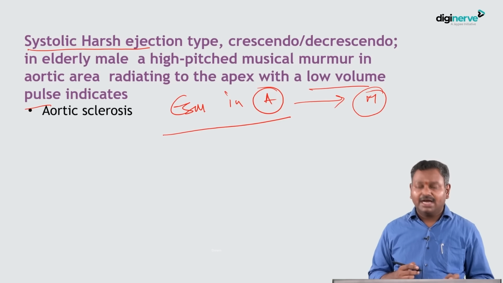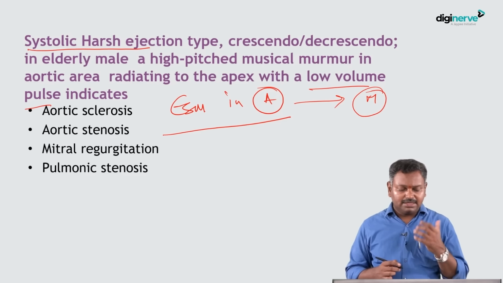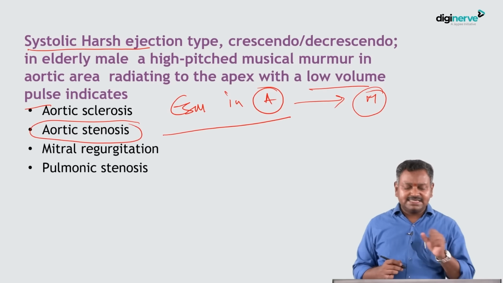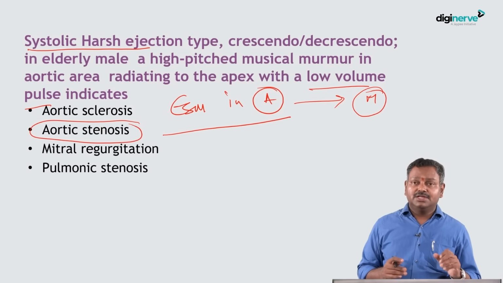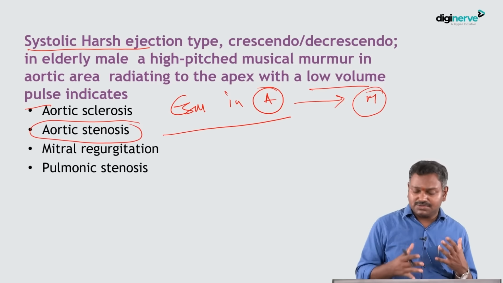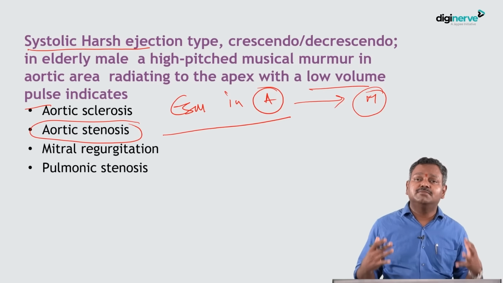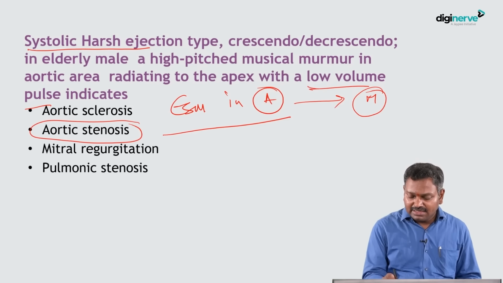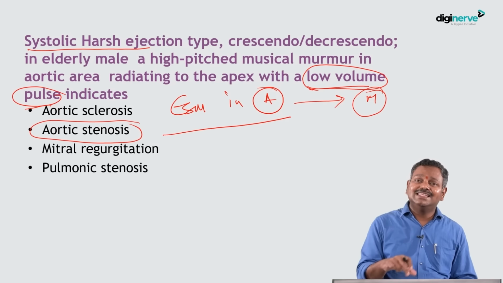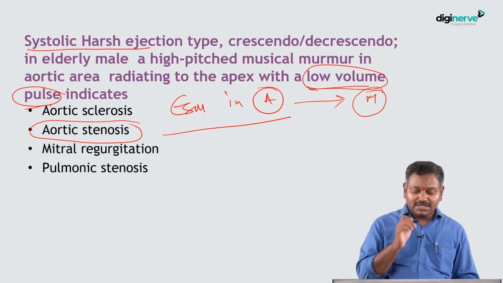Let's look at the options: aortic sclerosis, aortic stenosis, mitral regurgitation or pulmonary stenosis. Based on our analysis, the diagnosis is aortic stenosis. Why is it not aortic sclerosis? Aortic sclerosis is a degenerative condition where you have a murmur similar to aortic stenosis, but there is no effect of it. The BP is normal, the pulse is normal, and the patient doesn't have symptoms. Here they have given a low volume pulse. That means there is a hemodynamic change, which cannot happen with aortic sclerosis unless it becomes stenosis.